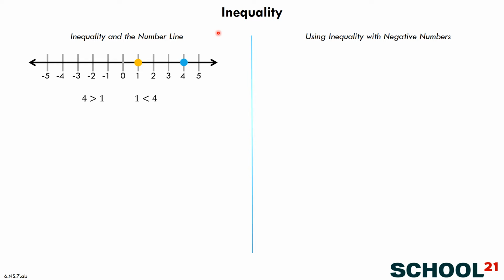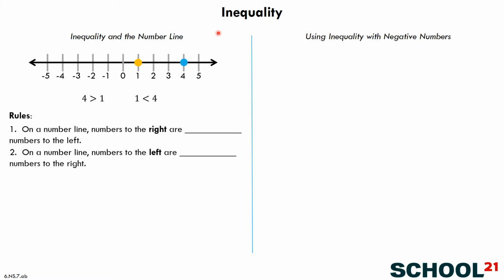Now, let's go ahead and see if we can create some rules then. So rule number 1: on a number line, numbers to the right are greater than numbers on the left. Good. And can you help me fill out the second one? On a number line, numbers to the left are less than numbers on the right. Okay, good. So now the tricky thing is when you get to negative numbers.